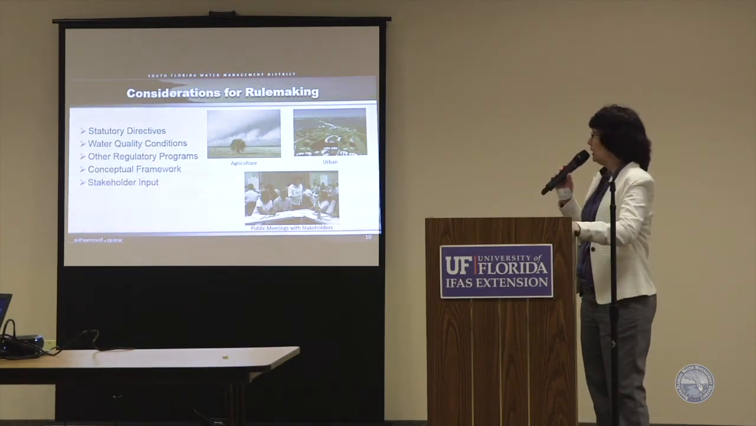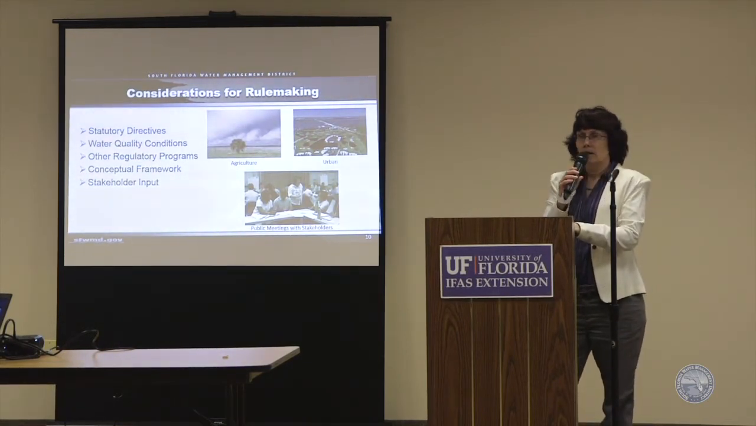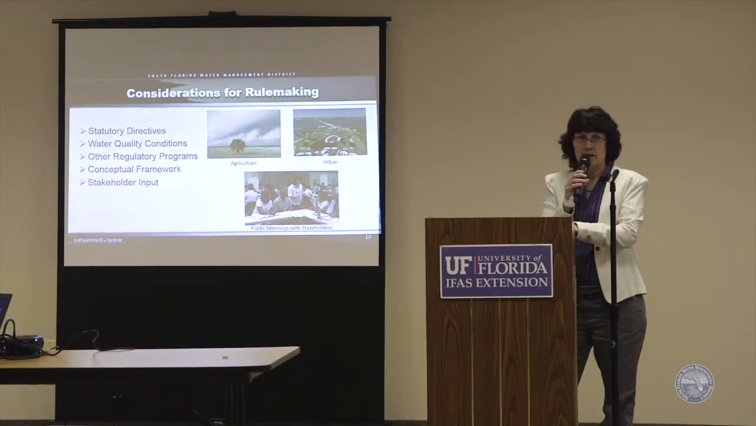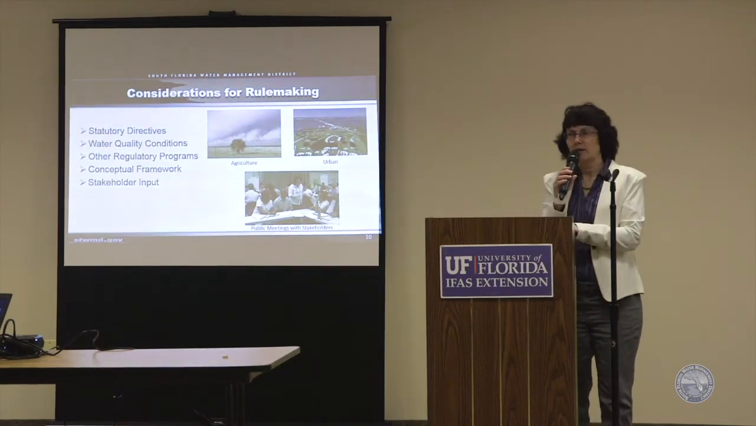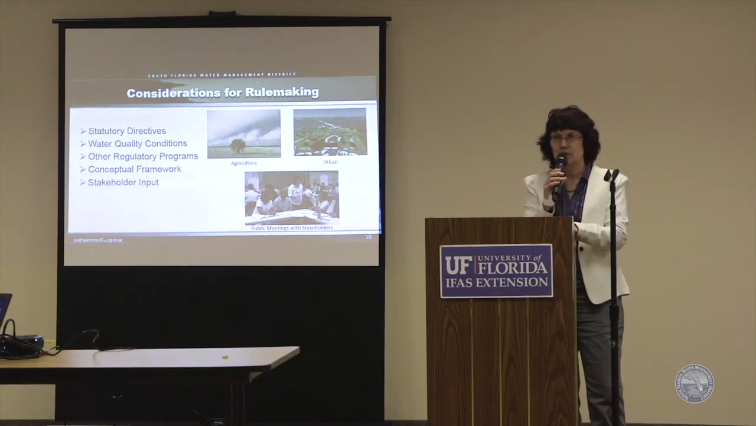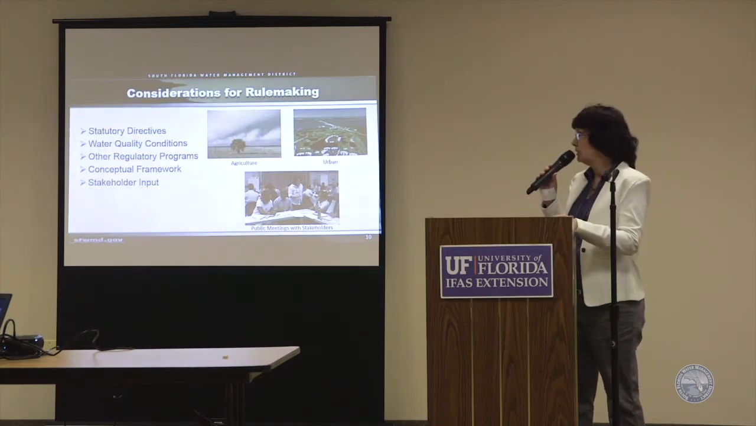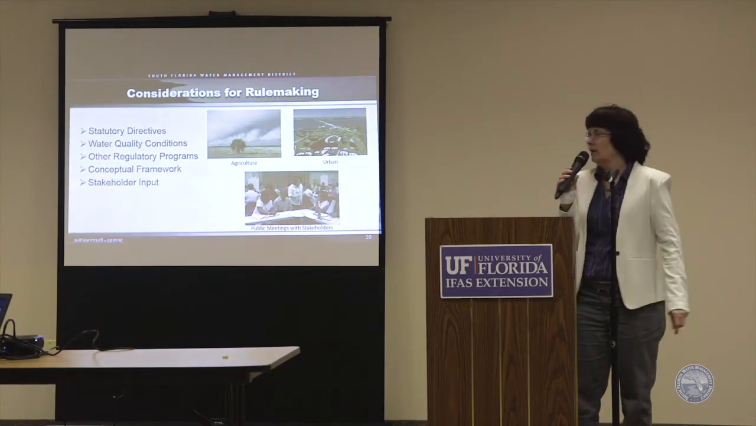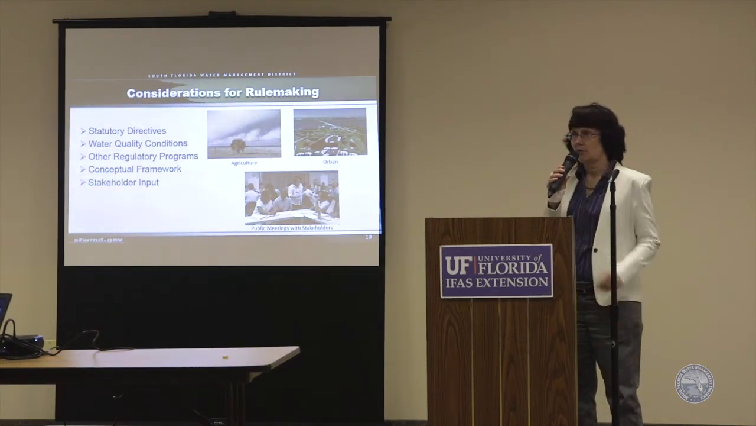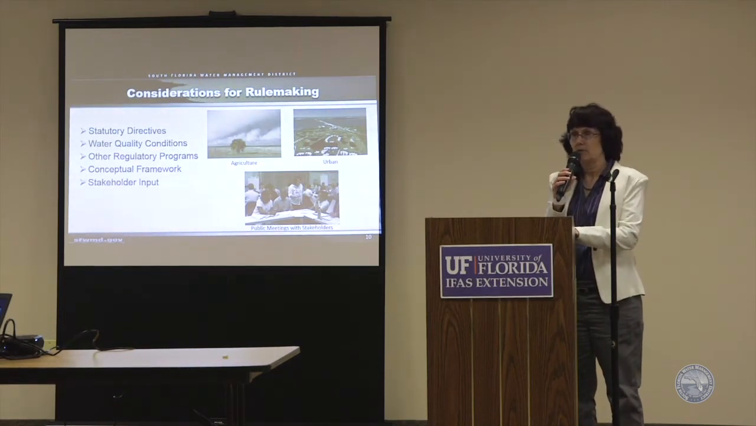So some other things that we want to consider when we're looking at the rulemaking is what did the legislature direct the district to do? We would like to look for any potential gaps in the restoration efforts to see if there's places this rule can fill in. It would have to, of course, be within our legislative authorities. We will also look at current water quality conditions, and we want to avoid duplication with other regulatory programs. And we have a draft framework that we're going to present to you today. And of course, we want input from the stakeholders so we can draft reasonable rules.